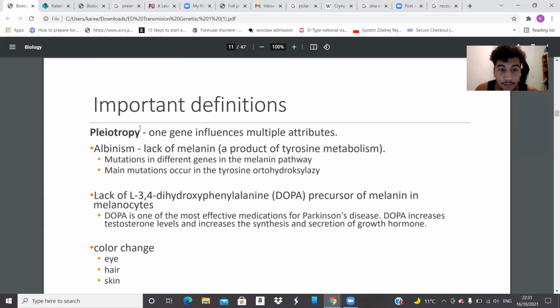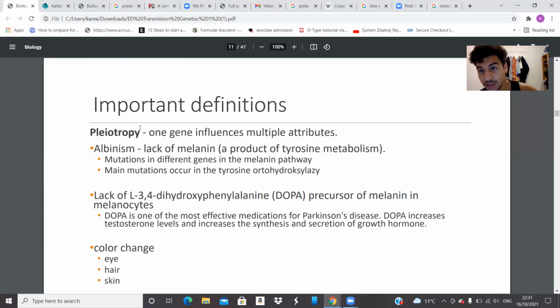A good example of pleiotropy is albinism. So albinism is the lack of melanin. However, it's not just the lack of melanin, it's the lack of melanin at a certain point. So melanin is a derivative of the amino acid tyrosine. Tyrosine gets processed and modified, and then it can be melanin.